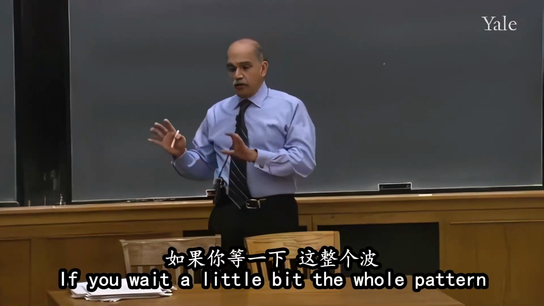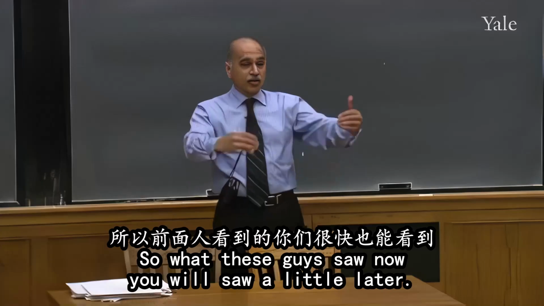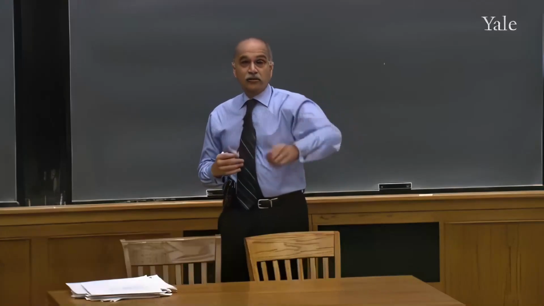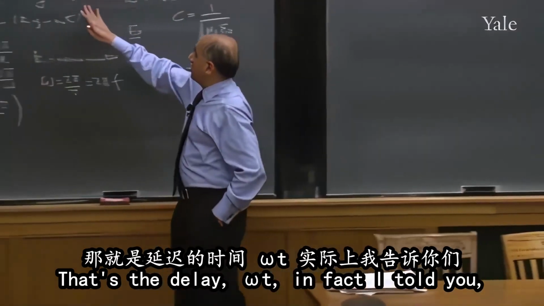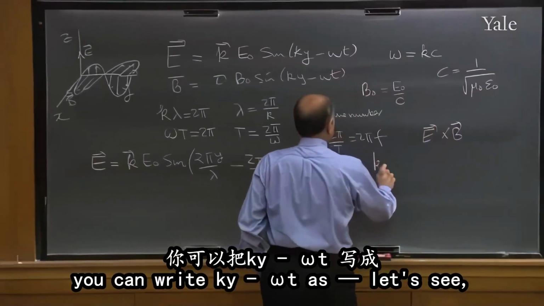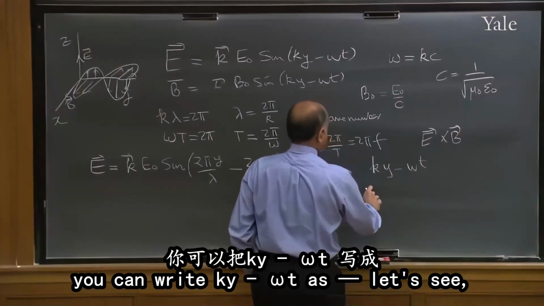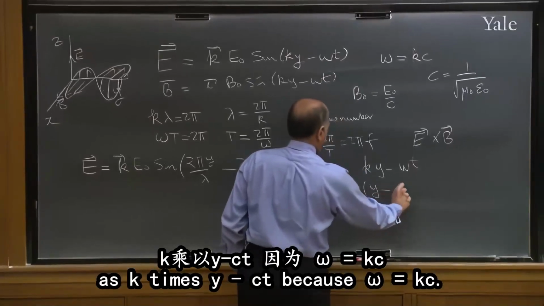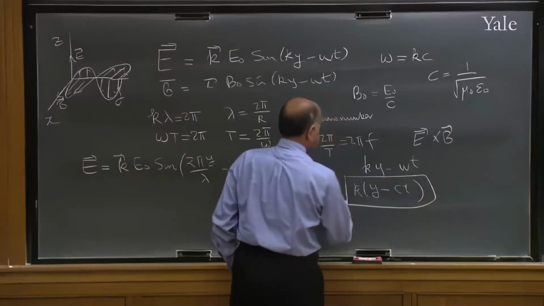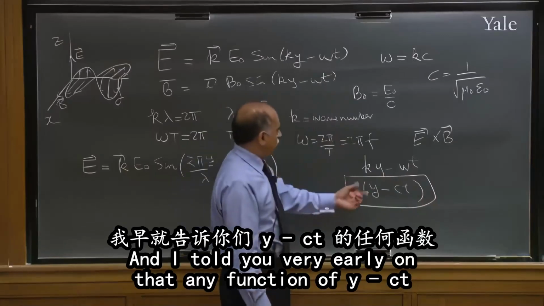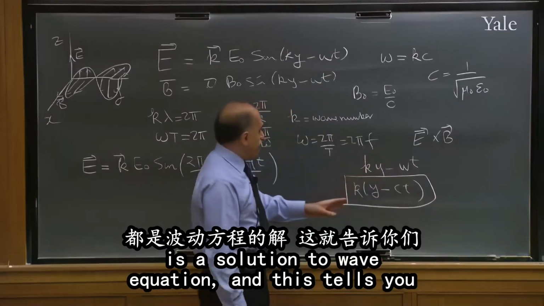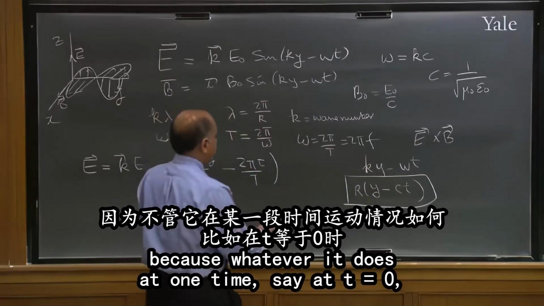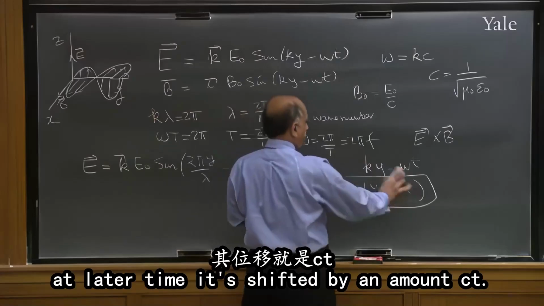If you wait a little bit, the whole pattern will shift towards the back of the class. So what these guys saw now, you will see a little later. How much later? It's the time light takes to go from this row to your row. That's the delay, omega t. In fact, I told you, you can write ky minus omega t as k times y minus ct, because omega equals kc. And I told you very early on that any function of y minus ct is a solution to the wave equation. And this tells you there's a wave propagating to the right at speed c, because whatever it does at one time, say at t equal to 0, at a later time it's shifted by an amount ct.